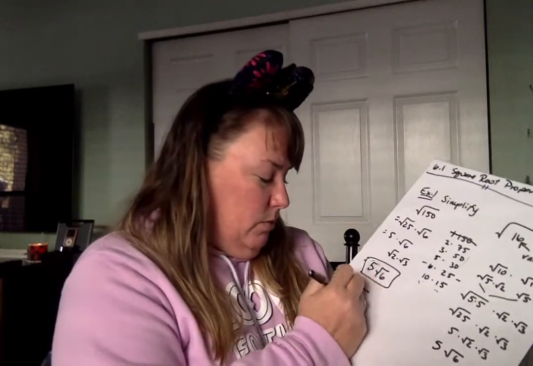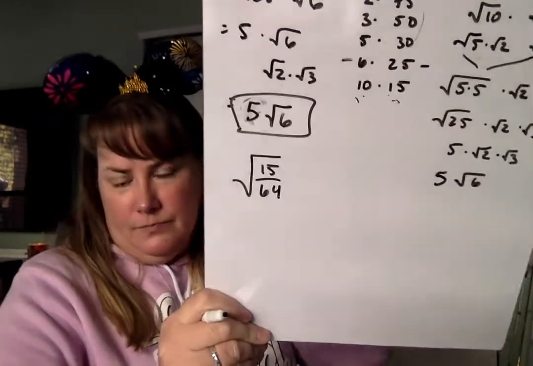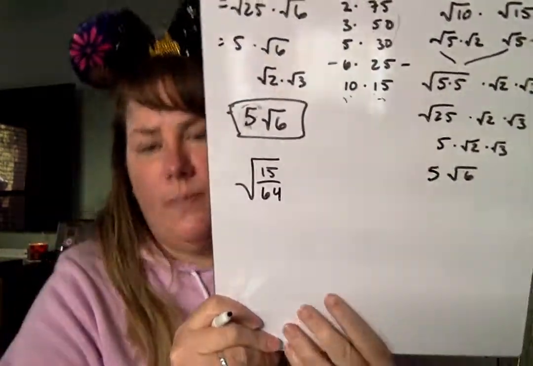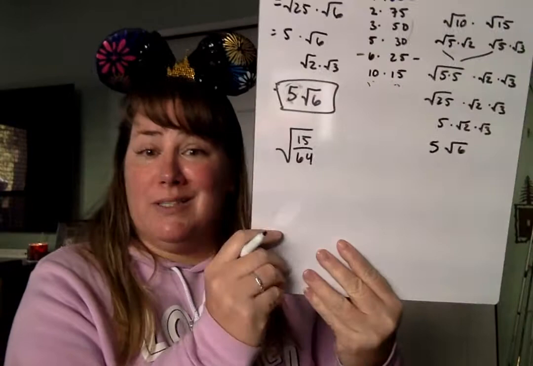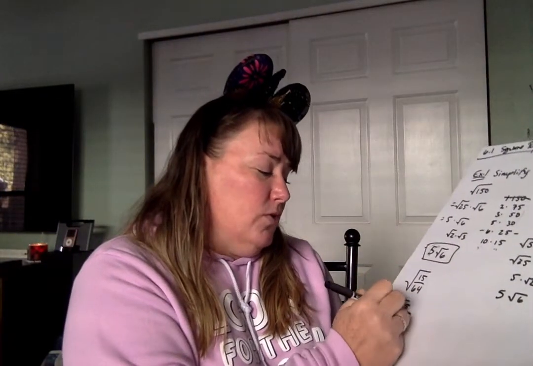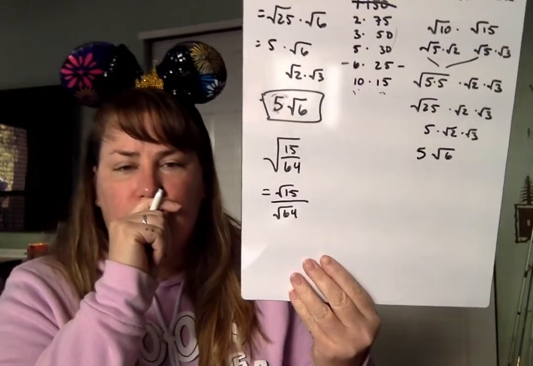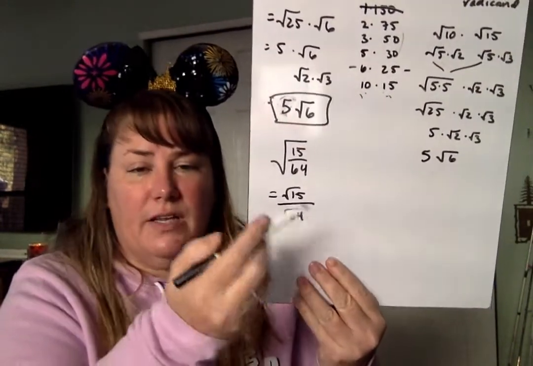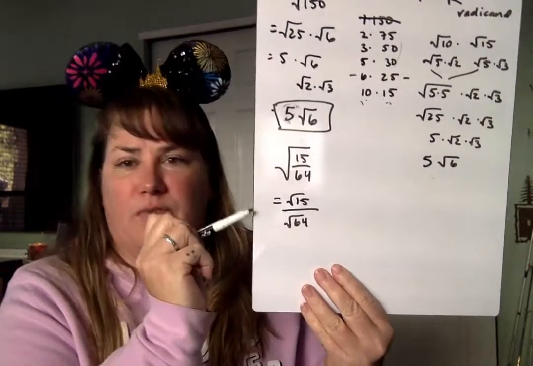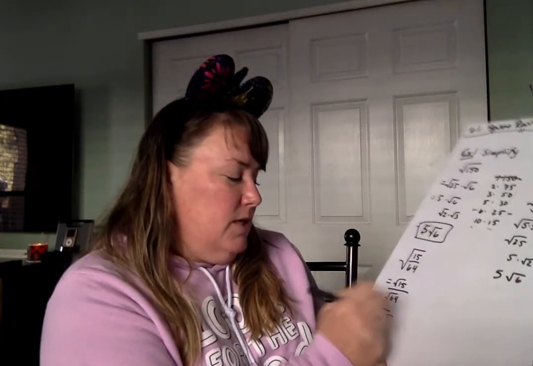So you have the square root of 15/64. It's put together. Now we're going to take it apart. So you have the square root of 15 over the square root of 64. Let's see if you can simplify anything first. Square root of 15, not a perfect square. Square root of 64, it is a perfect square. So you're going to take the square root of that. So you have the square root of 15 over 8.